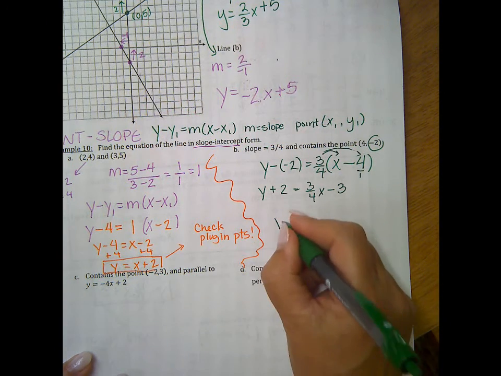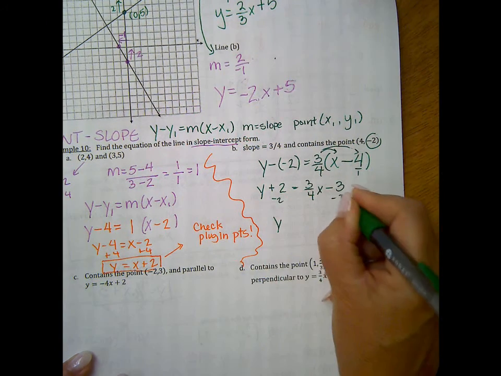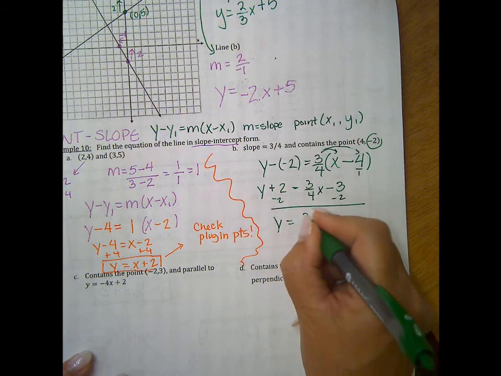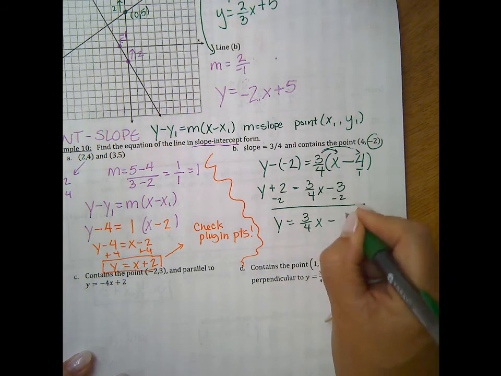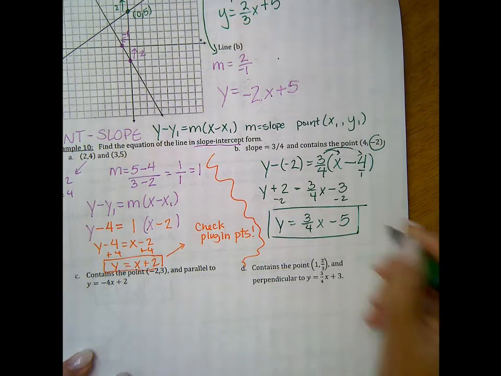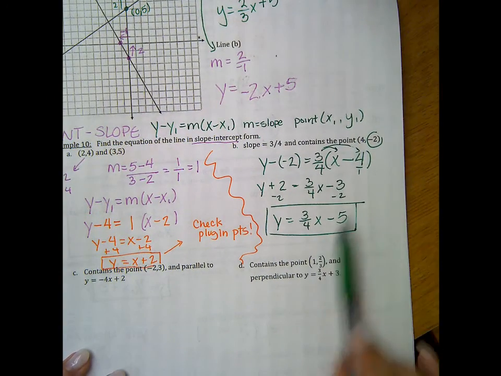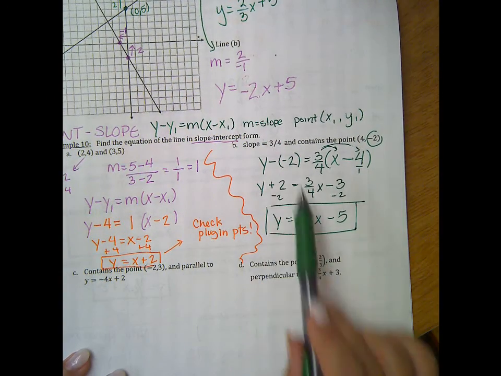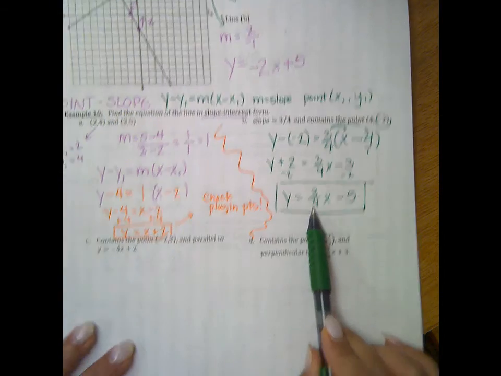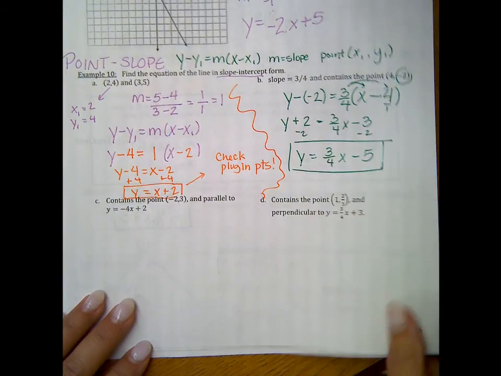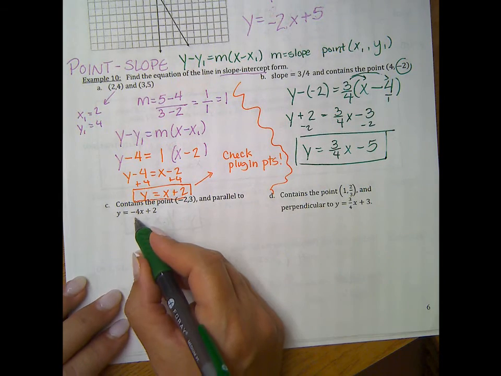And I need y by itself. Think about where you're going. So I'm going to subtract 2. And y equals 3/4 x minus 5. Okay, again, I can plug in that point for negative 2 and see that the slope is 3/4 to double check. Okay, contains the point negative 2, 3, and parallel to this line.